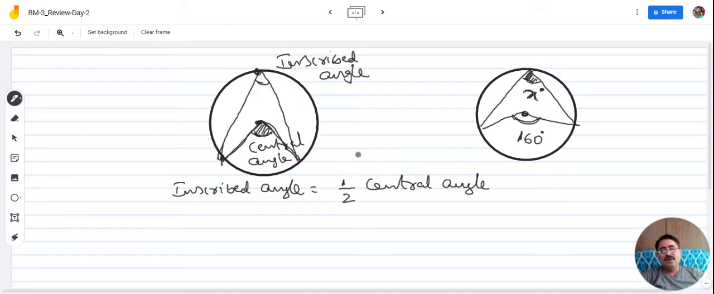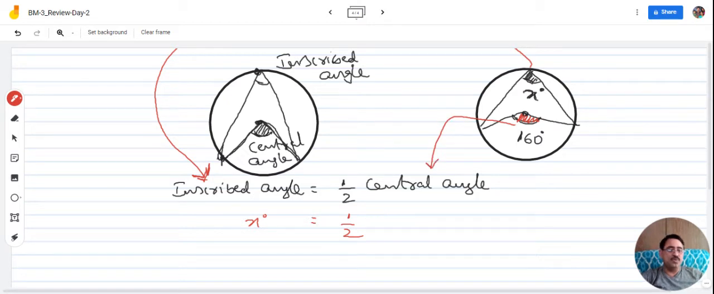Just now I discussed the inscribed angle. So don't hesitate to draw these kinds of arrows. Inscribed angle x equals half the measure of the central angle. Look at the diagram: the central angle is 160. So x equals half of 160. That gives me 80 degrees. Really quick. Next rule.